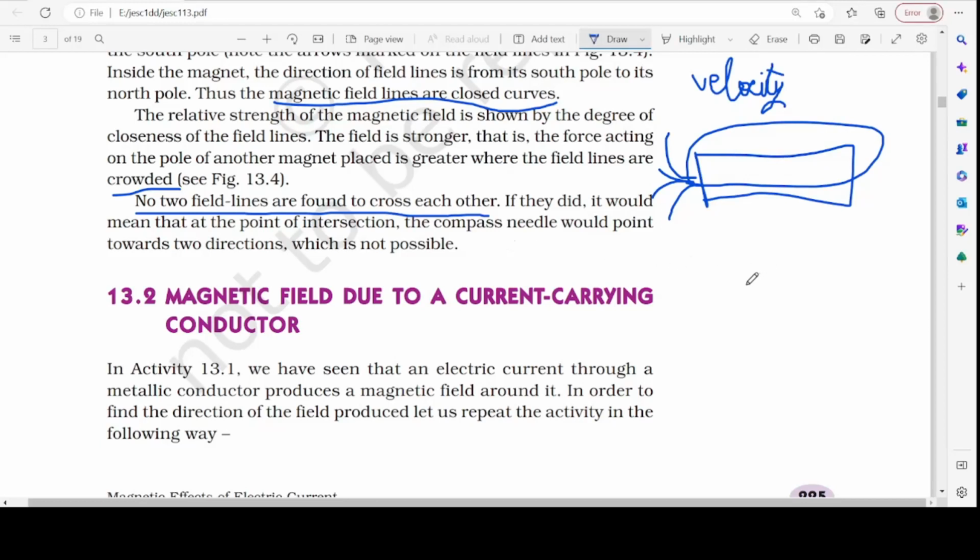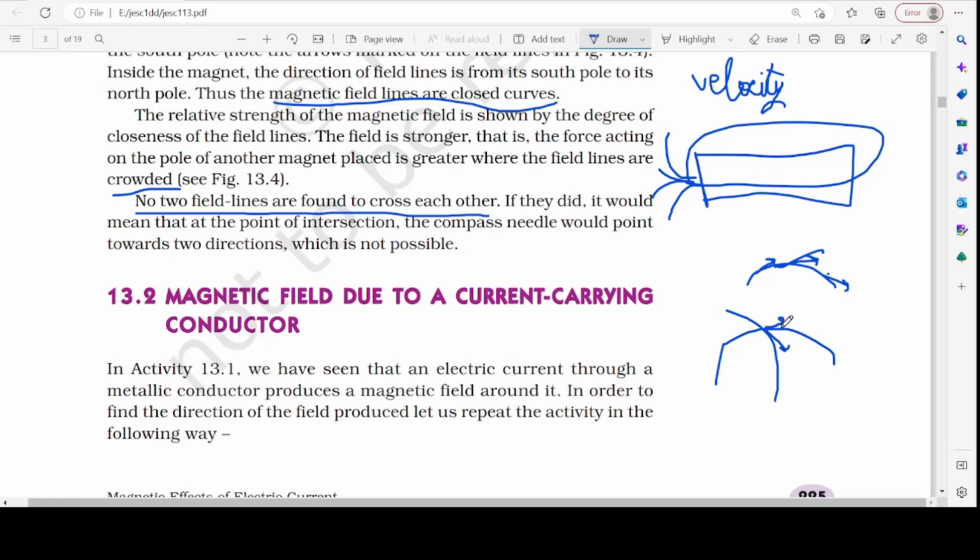Because if we draw a tangent at a magnetic field line, consider it is a field line and we drew a tangent over here. By drawing a tangent at that point, we come to know the direction of magnetic field over there. At this point the tangent is drawn in this way, so the direction of magnetic field over here is in this direction, over here it is in this direction, and over here it would be something like this. So if two magnetic field lines were intersecting, then at that point the magnetic field would have two directions.